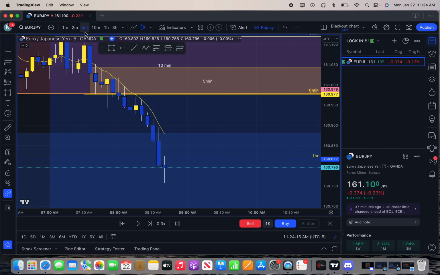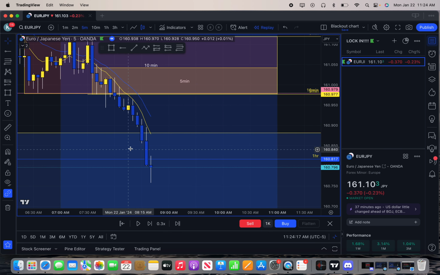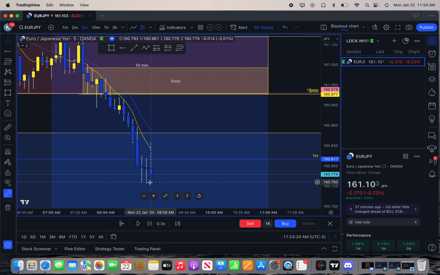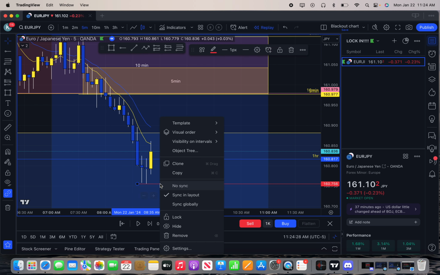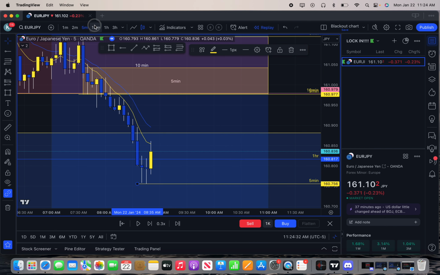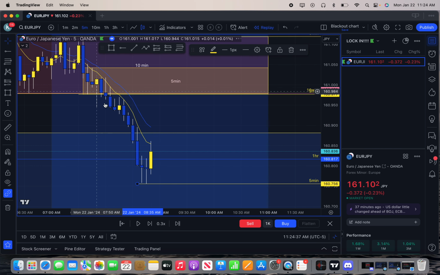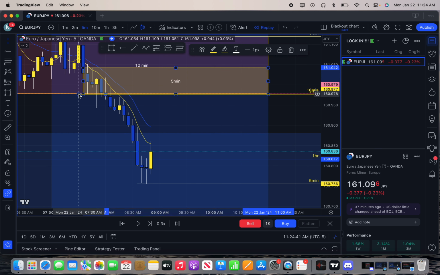So let's see on the 5-minute, where does this price retrace? Boom. Nope. Boom. Perfect. So the first retrace is here on the 5-minute. Let's go to 10-minute. First retrace is there on the 10-minute as well. So now I know I have downtrending 5-minute and downtrending 10-minute structure.